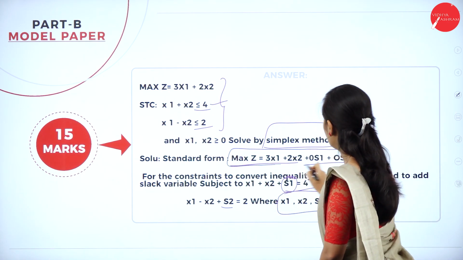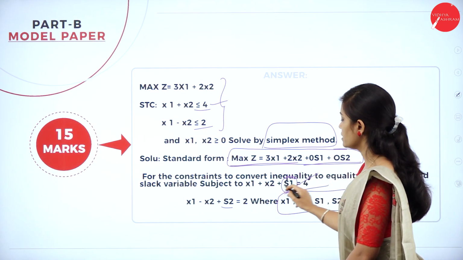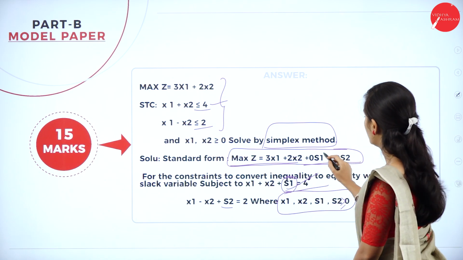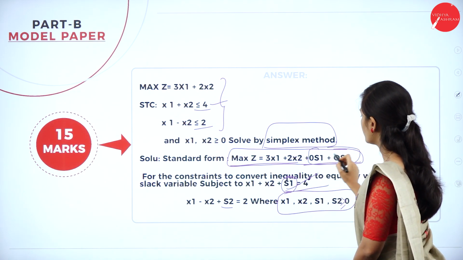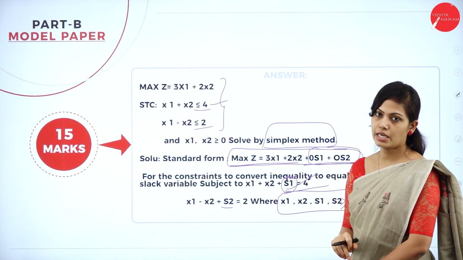Now I'll write the objective function in standard form. I have added S1 and S2, so here you have to add 0 S1, 0 S2. The coefficient of a slack variable is always 0.